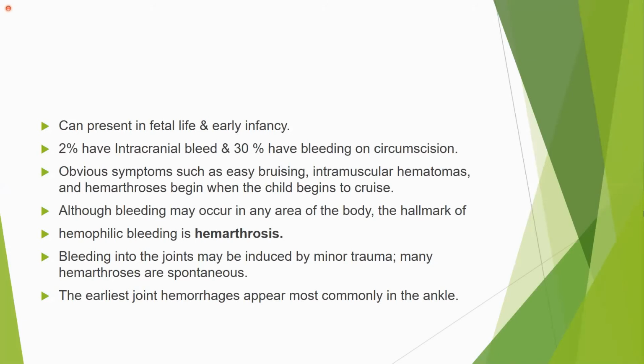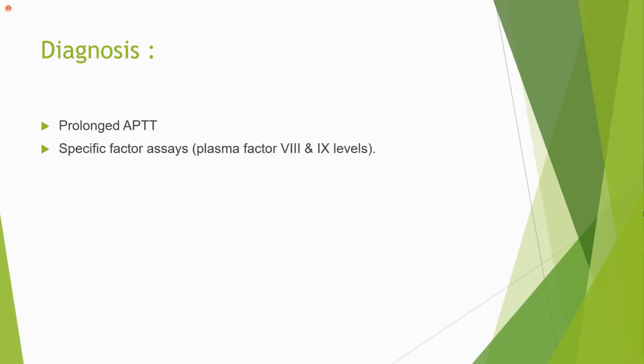Now, diagnostic workup, as I already mentioned, since it is an intrinsic pathway factor, it leads to the prolongation of the APTT. Once we get the report of prolonged APTT and we are suspecting hemophilia, we will send the specific factor assays. Since clinically we cannot diagnose whether it is hemophilia A or B, we send the factor 8 and 9 levels simultaneously, or we can do it one by one depending on the feasibility and the patient's financial status.